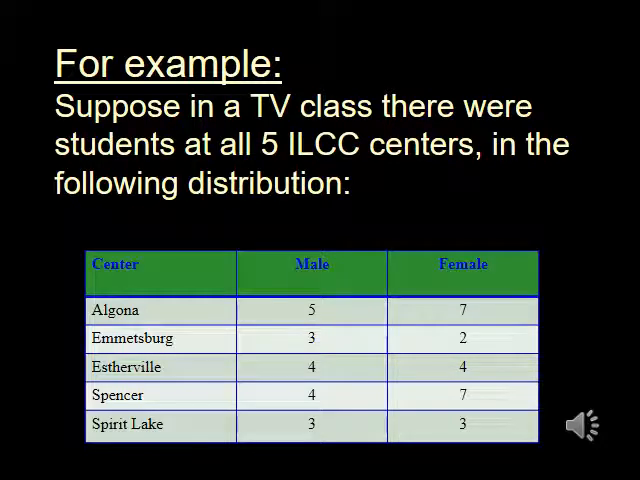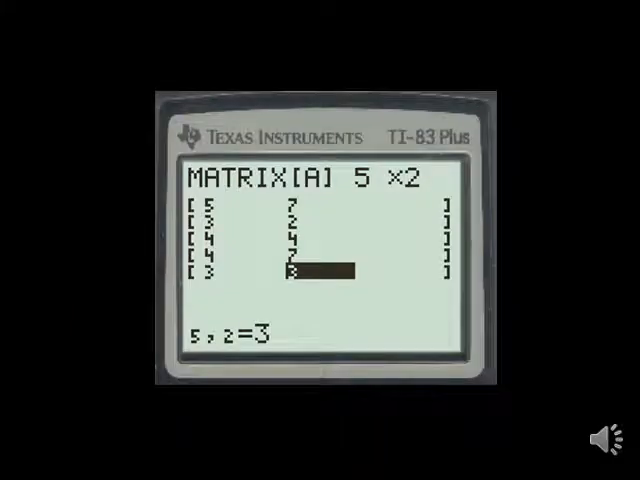And what I'm going to do to type in the numbers is I just type 5, enter, 7, enter, 3, enter, 2, enter, 4, enter, 4, enter, 4, enter, 7, enter, 3, enter, 3, enter. I always go across and I make sure that I hit enter after every single number. It's probably most important that you hit enter after the very last number, which sometimes people forget, but you do want to make sure that you do hit enter at the very end. If you don't, it'll have whatever was there before and won't change it to your new number.